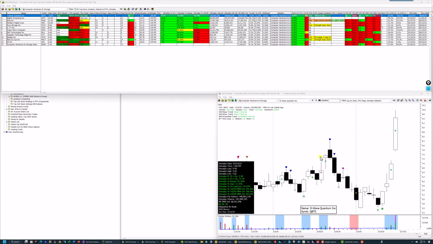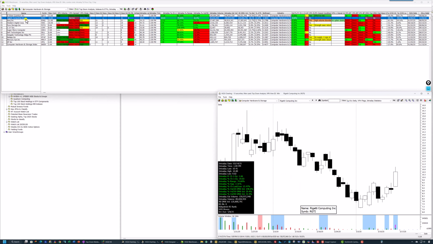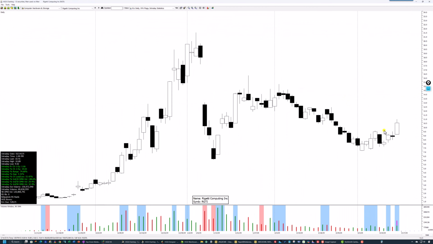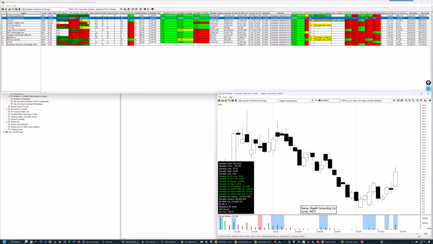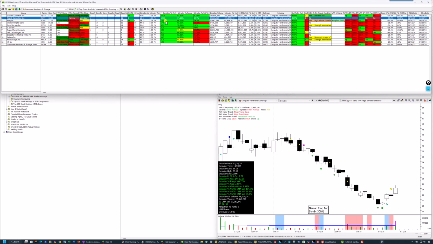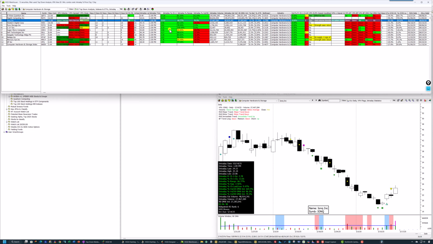Let's look at Rigetti Computing. Now, no VPA signals. Maybe this one hasn't traded long enough. Let's see. Probably not. So no VPA signals on this one. But there are pocket pivot, volume pocket pivot. Let's look at this one here. Look at these VPA flags down here. And this is up 13.01%.